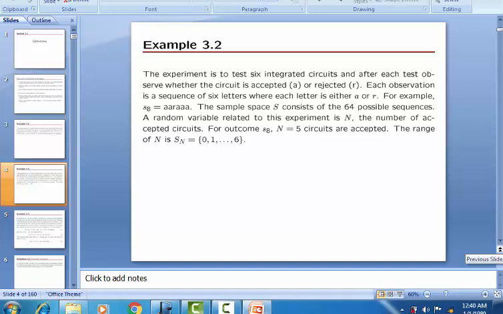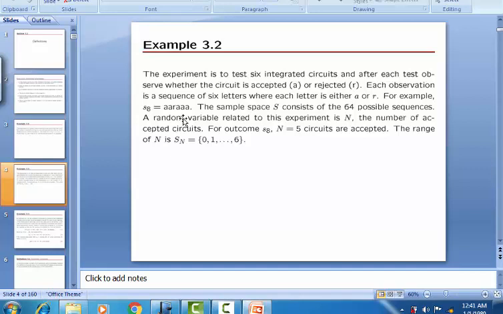Okay, another example to understand this random variable. So, you have an experiment to test 6 integrated circuits. So, why do we need a random variable? This example helps us to understand this concept. Look here, there are 6 tests we have to perform and each test is acceptable or rejected. After each test, observe whether the circuit is acceptable or rejected. Each observation is a sequence of 6 letters, where each letter is either A or R. For example, this is an outcome: the first two are acceptable, then the third is rejected, then the remaining are also acceptable.